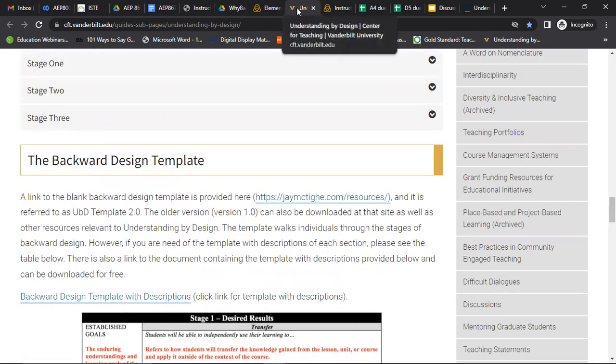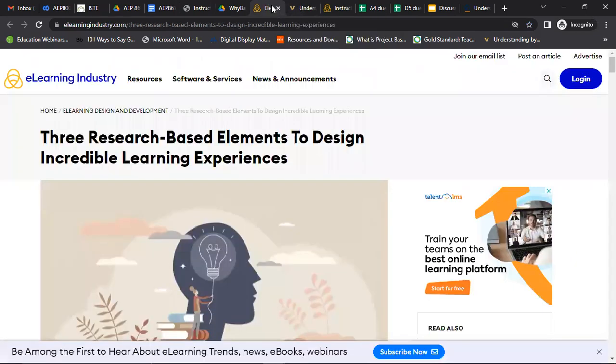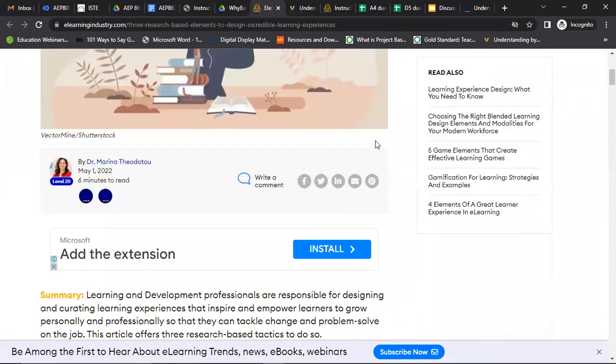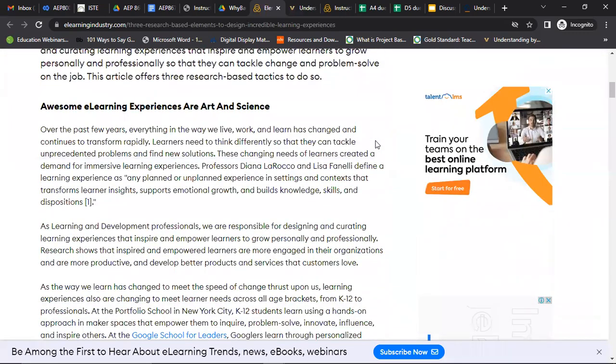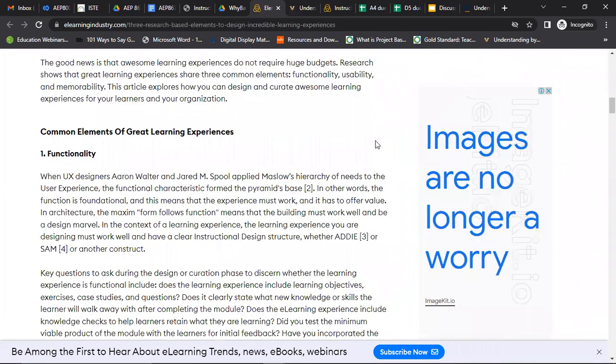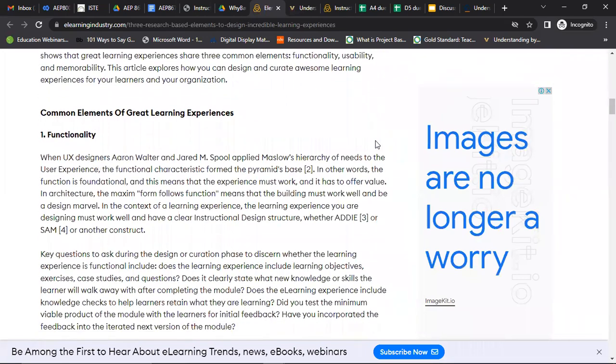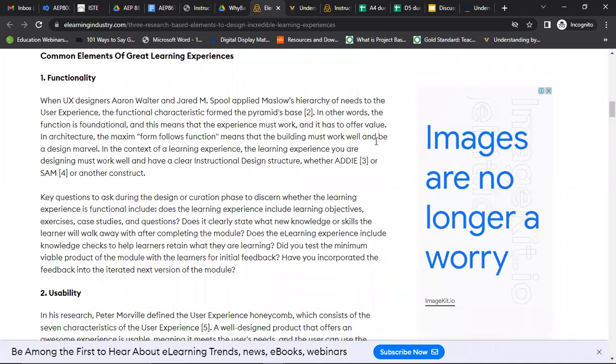My final article is about the three research-based elements to design incredible learning experiences. The three elements are: the first is functionality. The second is usability. The third is pleasurability. Functionality is the question of whether the learning is able to be used.